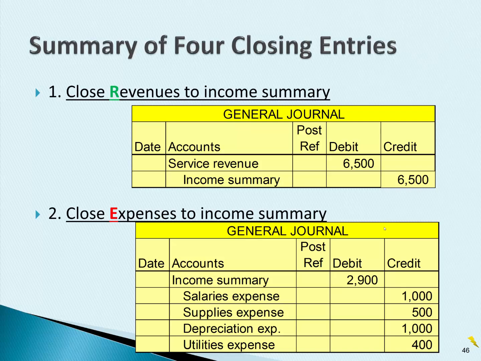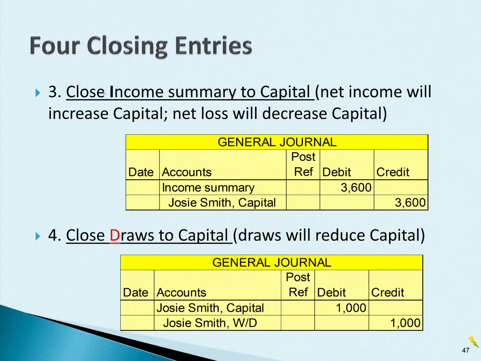So in summary, your 4 closing entries look like this in the journal. We've closed revenues to income summary. We've closed all of our expenses to income summary. And then step 3 is we close income summary to the capital. And then the fourth step is we've closed the drawing account to capital. So this process is much easier if you do the T accounts and you physically draw out the steps on your T account sheet.